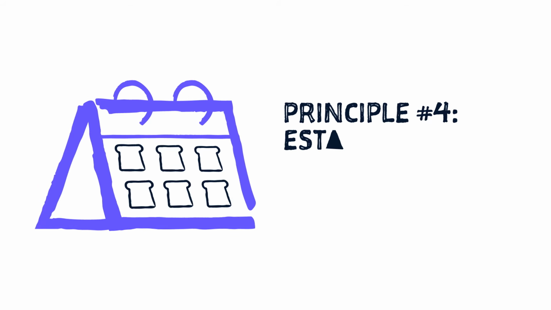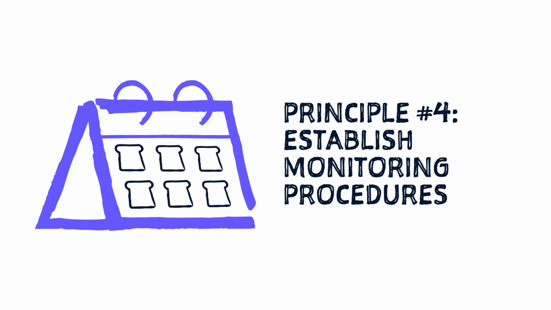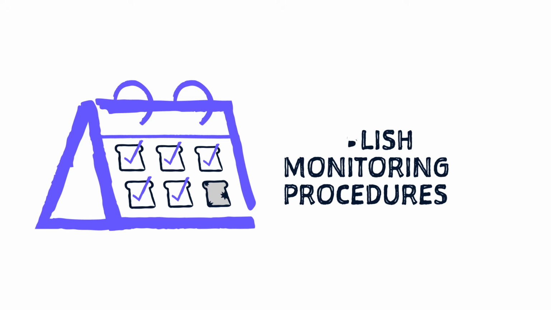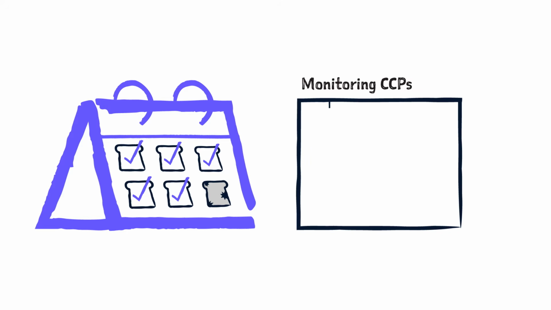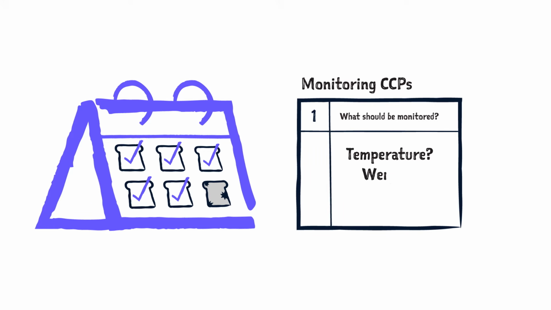Principle number 4. Establish monitoring procedures. Monitoring CCPs on a regular basis helps determine if there's a deviation from the CCP or a loss of control. In monitoring CCPs, it's important to determine 1. What should be monitored? Could it be the food product's temperature, weight, pH levels, or more?